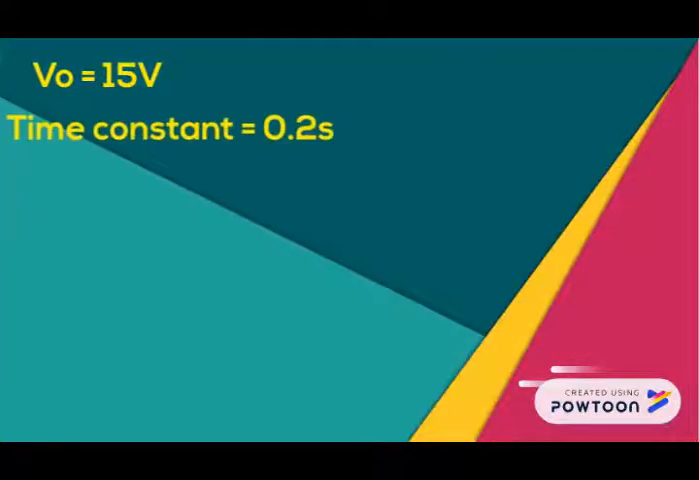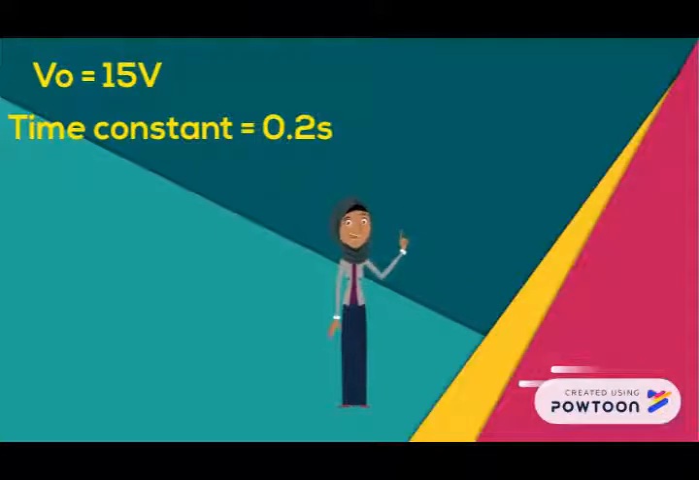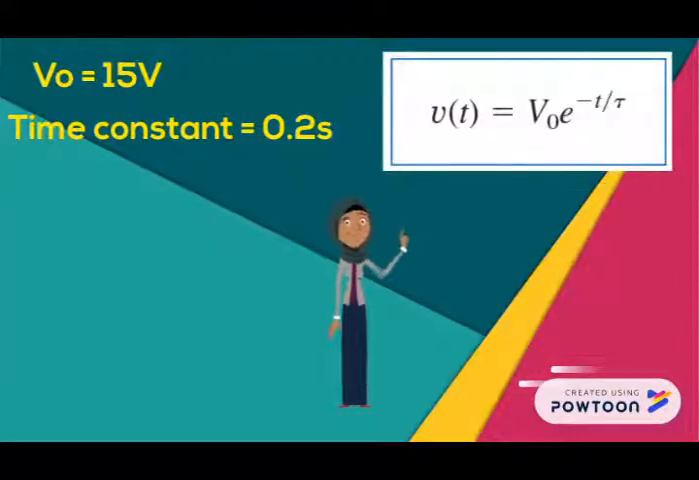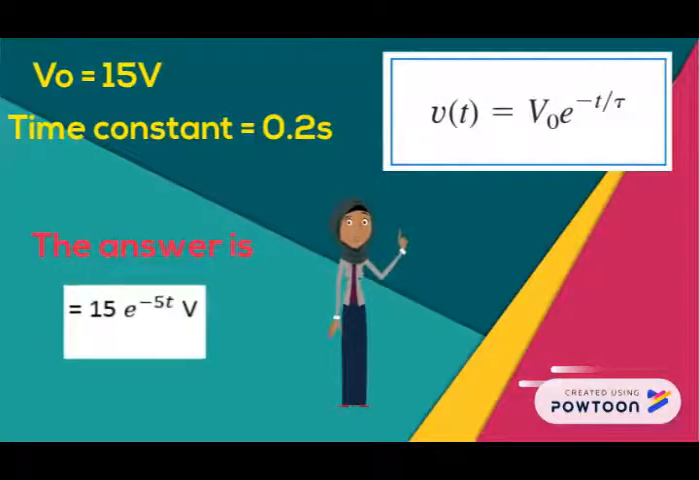After you get all the values, let's find V total by using the formula. V initial is equal to 15 volts and the time constant is equal to 0.2 seconds. So the answer is 15 e to the power of negative 5t volts.